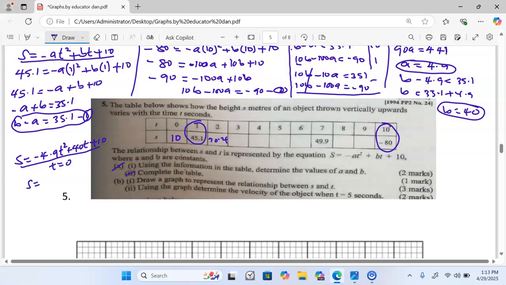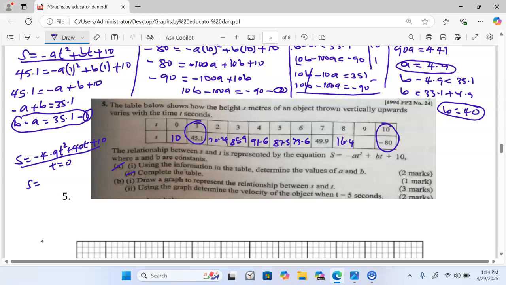Then when it is 3, you get 85.9. When it is 4, you get 91.6. When it is 5, you get 87.5. When it is 6, you get 73.6. And then when it is 7, it's 49.9. And when it is 8, it is 16.4.